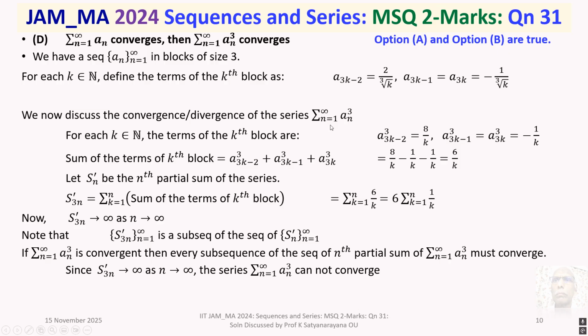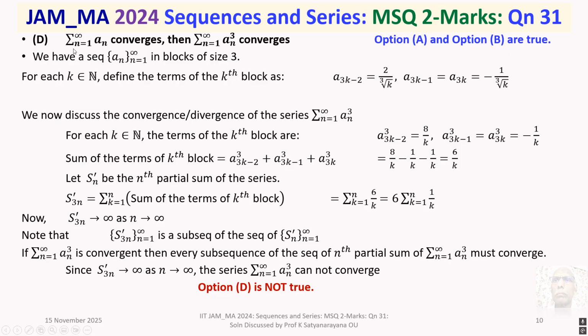If you say sigma n equals 1 to infinity a_n cubed is convergent, then every subsequence of the sequence of partial sums must converge. But here is a subsequence which is diverging to infinity as n tends to infinity. Therefore, the series sigma a_n cubed cannot converge. A beautiful argument. Therefore, option D is not true.